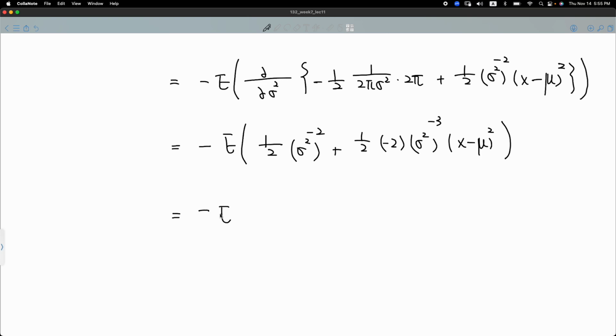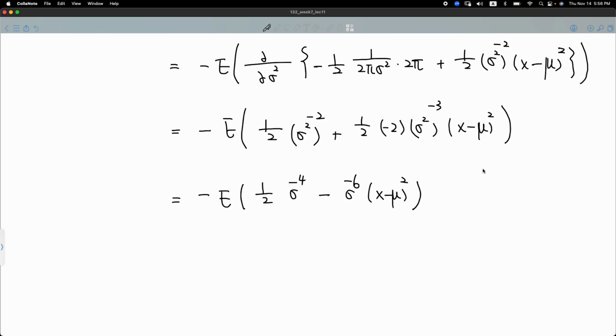So the negative expected value, and let's see, we have 1/2 sigma raised to the power of -4, and then we have the minus sign here again, and the 2 is cancelled, so we will have sigma raised to the power of -6, and then x minus mu square, and then that. So let's see. I think this is the simplified form, and now we just need to evaluate the expected value.